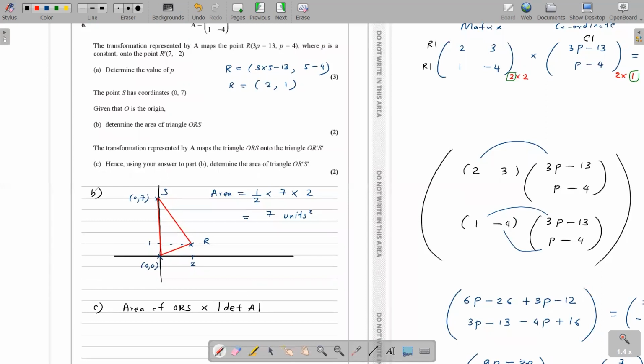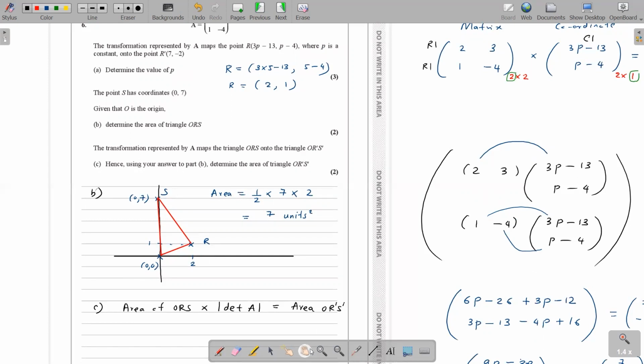Okay, so why am I using the modulus? To ensure that the determinant is positive, because areas are supposed to be positive. So modulus of determinant A, and this will give you what? The image area. Object area multiplied by modulus of determinant is equal to the image area. Or in other words, in this case, the image area is the area of OR dash S dash.